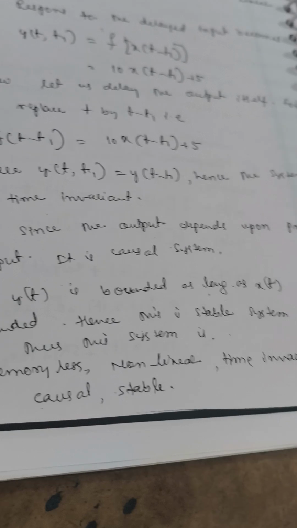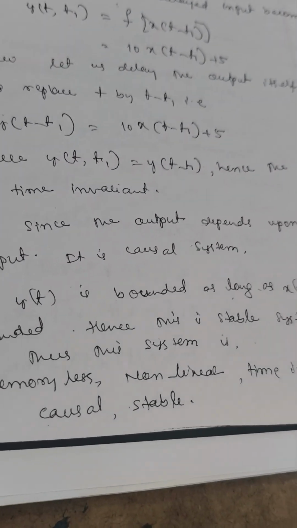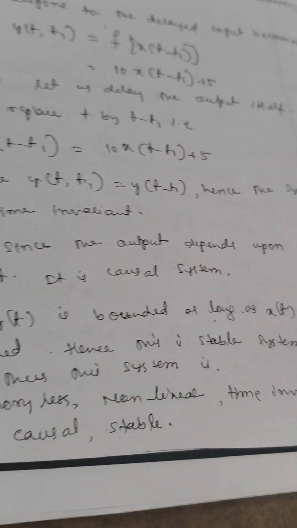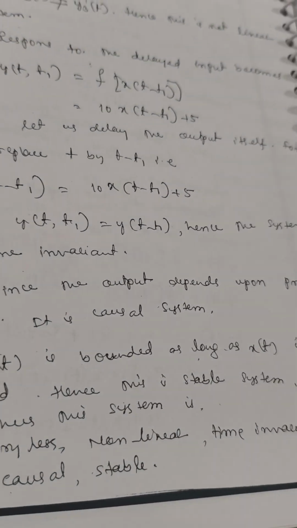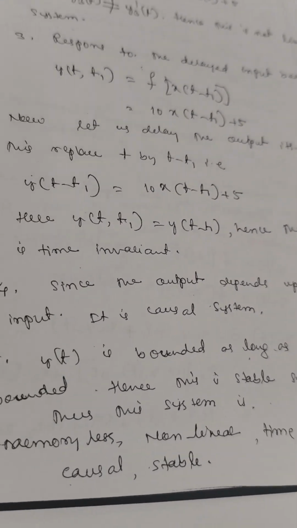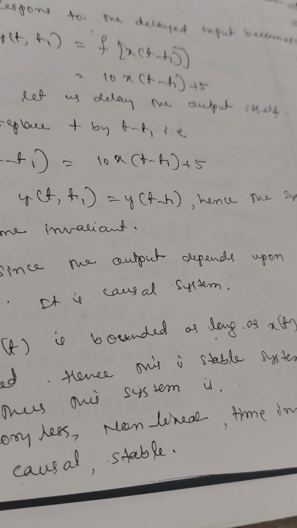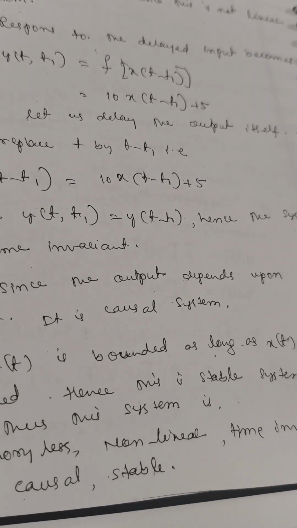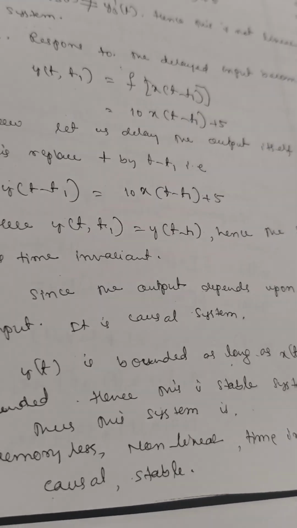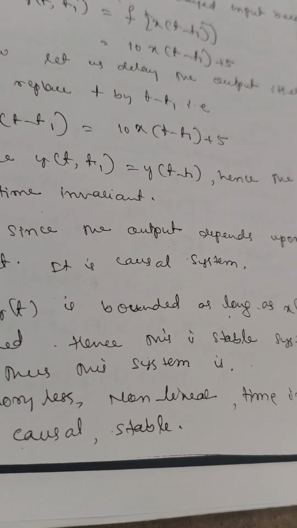Then the fourth property is causality. Since the output depends on the present input, it is a causal system. Which system do we call a causal system? If the output depends on the present or past inputs, then the system is causal. We call the system non-causal if the output depends on future inputs. In the real world, such systems are not there. Since the output depends upon the present input, this system is a causal system.